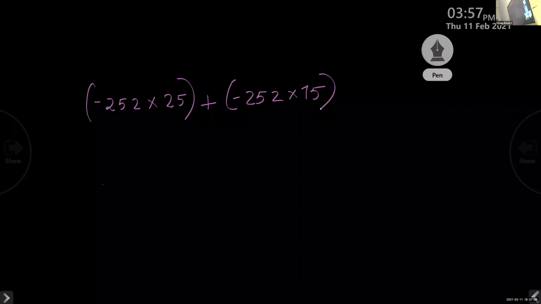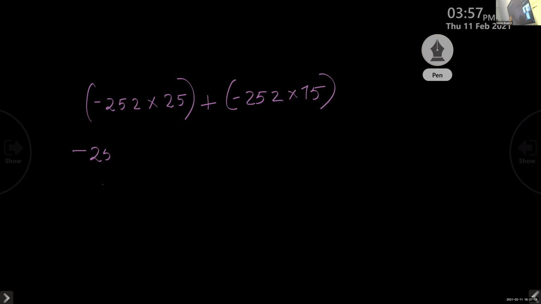Negative 252 into 25, plus negative 252 into 75. Negative 252 into 25 plus negative 252 into 75. So, which number will we take out, which is common? Negative 252. Yes, negative 252 is common.